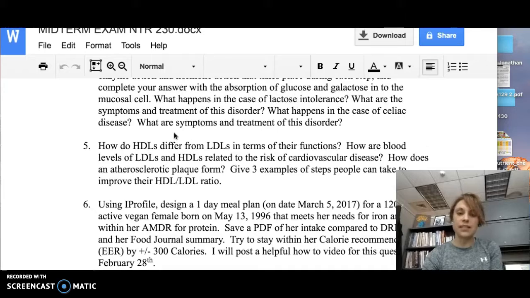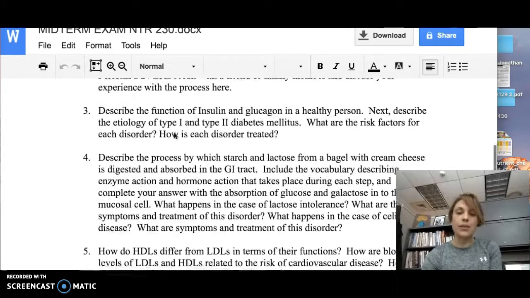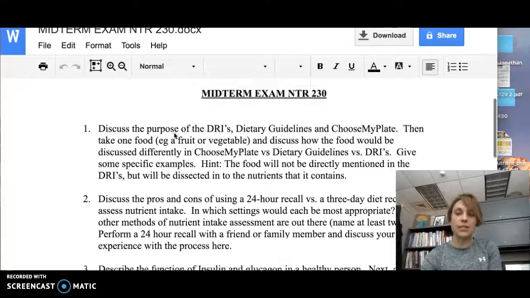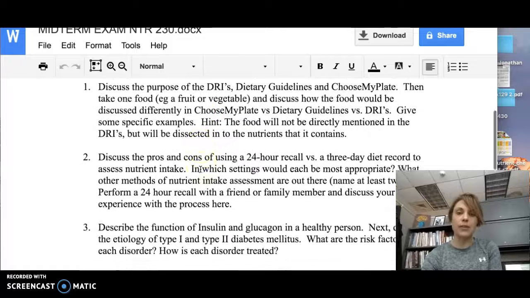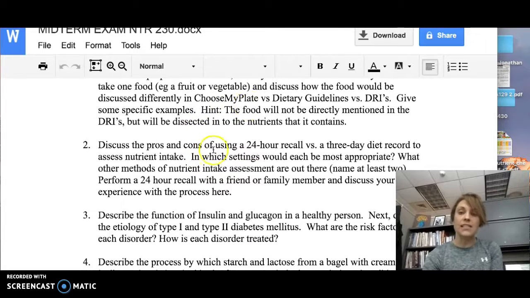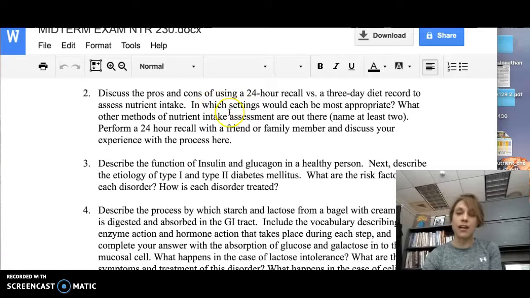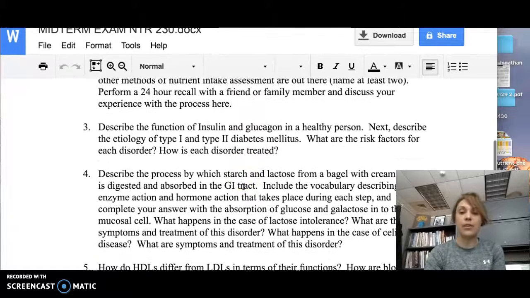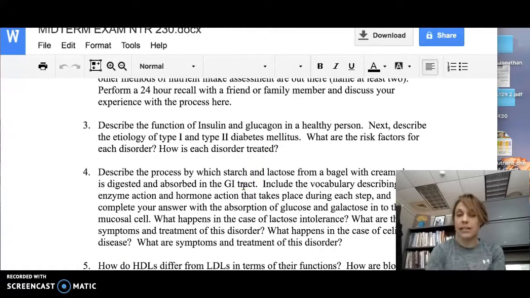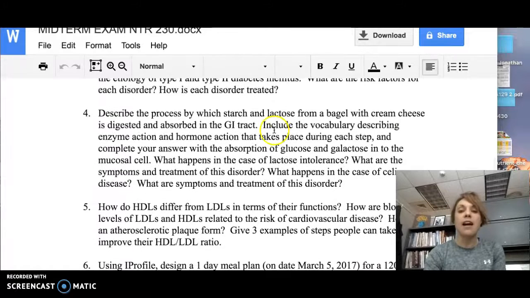So we have 6 different questions. And what you're going to be doing with these questions is talking about some DRIs versus dietary guidelines versus Choose My Plate. When we look at the pros and cons of a 24-hour recall versus a 3-day diet record, we're going to talk about diabetes. What does insulin and glucagon management look like in a healthy person versus somebody with diabetes?